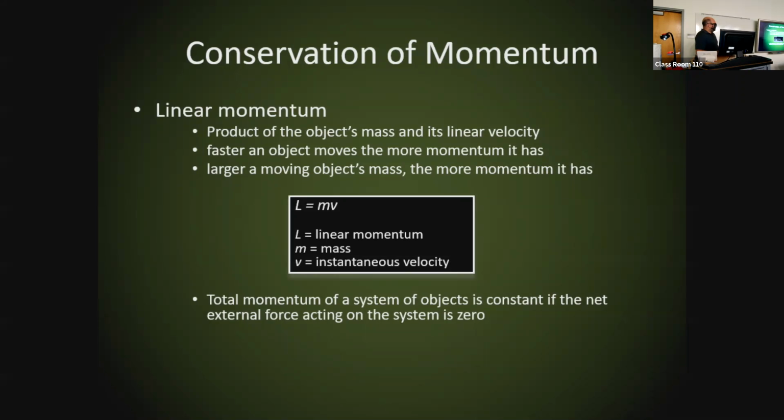So when you look at the total momentum of the system, of the objects, it's constant if the net external force is 0. Again, related to objects in motion staying in motion, not changing the momentum in this case.